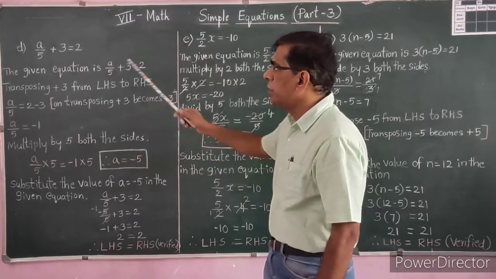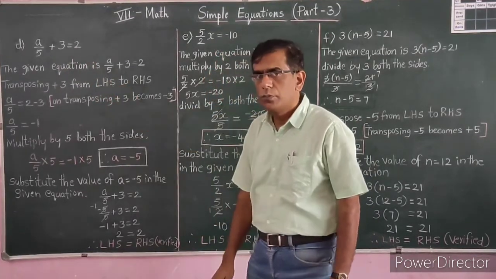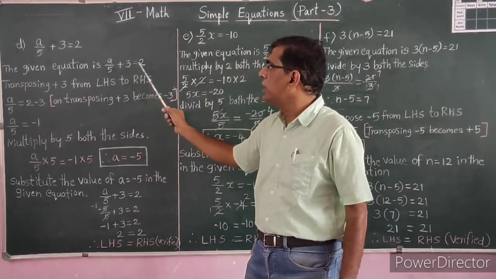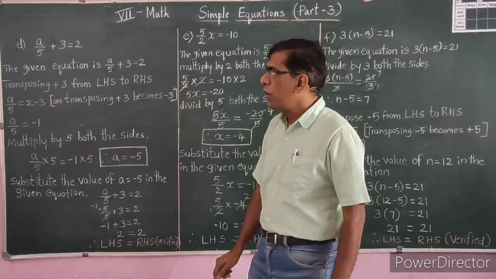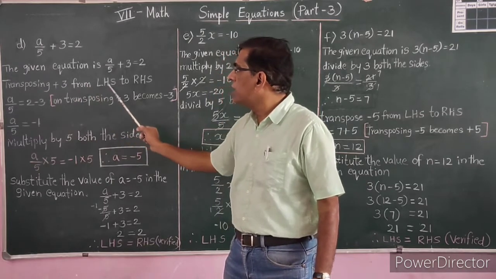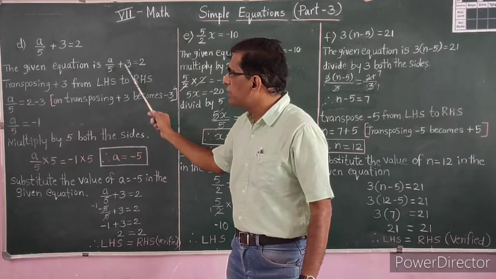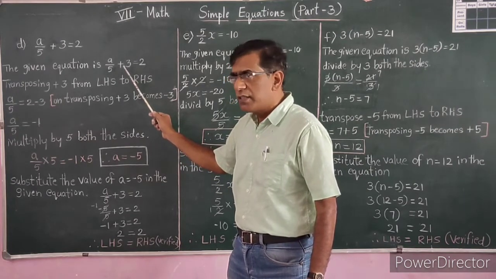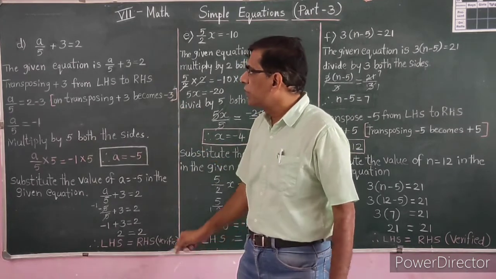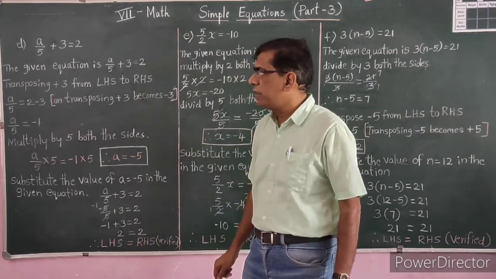Children, here is the next problem: a by 5 plus 3 is equal to 2. The given equation is a by 5 plus 3 is equal to 2. Transposing plus 3 from LHS to RHS. Here, in the LHS, plus 3 is there. Plus 3 can move to the right hand side.